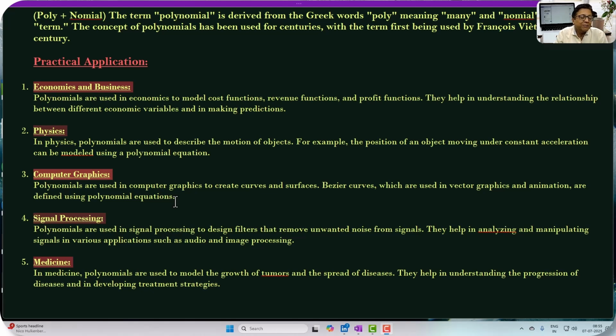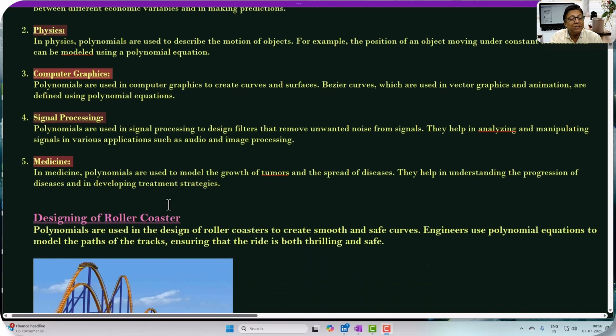Signal processing. Polynomials are used in signal processing to design filters that remove unwanted noise from signals. I am unable to tell you today in what way polynomial works over there, but if you have interest in this topic, I'll tell you better, study it in detail. They help in analyzing and manipulating signals in various applications such as audio and image processing.